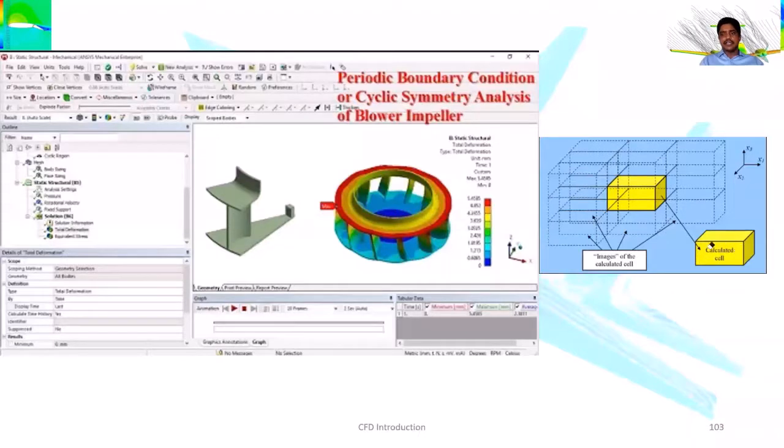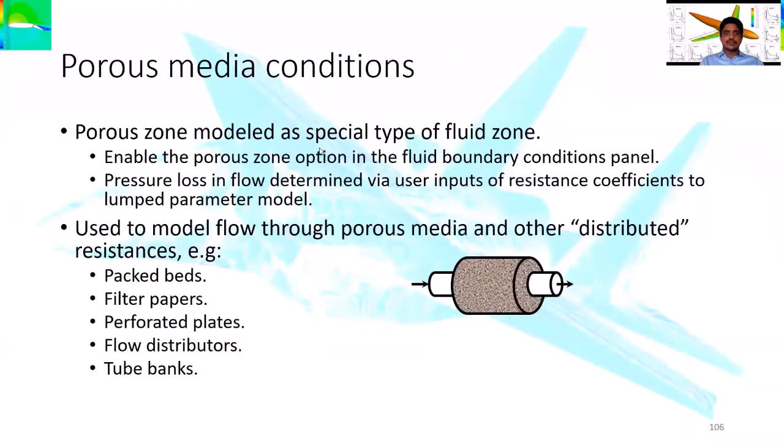You can see even here, the calculated cell is the yellow one, and the yellow one is covered by all the cells. So this cell's result applies to the other flow cells. That means the calculated cell results can be applied to all the cells and we can obtain the results. So that is what we can apply for this one.